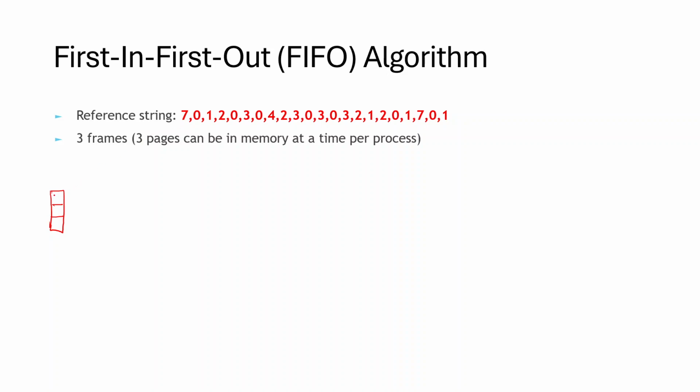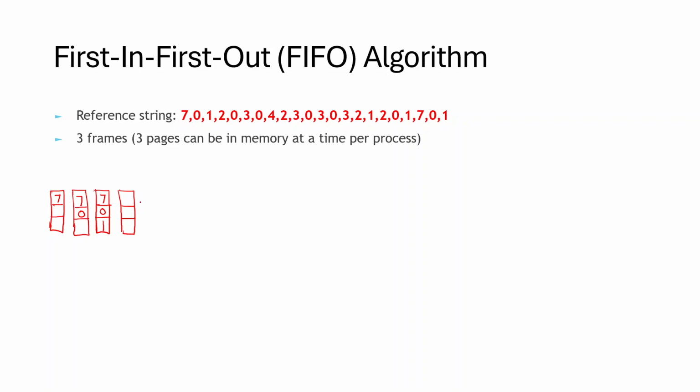Page 7 is not there in the main memory, so there is a page fault. So 7 has to be loaded into the main memory. Next is page 0. Page 0 is also not available, so there is a page fault, and page 0 is loaded. Next there is page 1. Page 1 is also not available, so there is a page fault, and page 1 is loaded into the main memory. Now the memory is full. All three frames are occupied by pages.